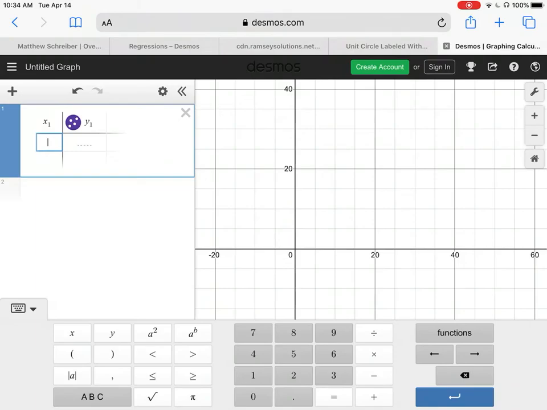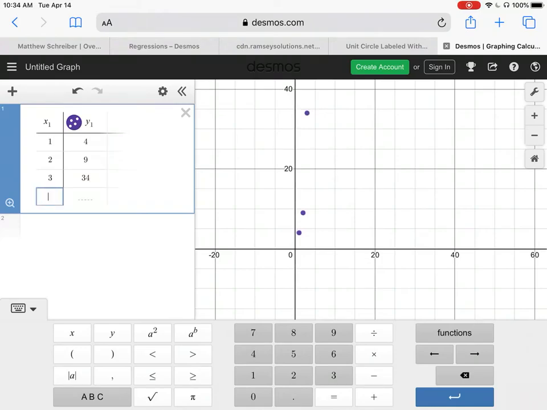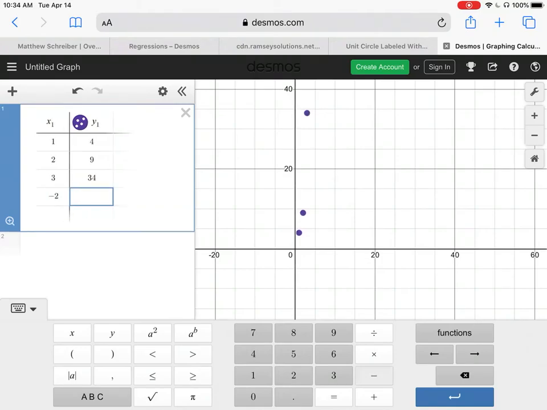So my first point was 1, 4, second point 2, 9, and I'm just plotting all these points from the data set that it gave us. And then the final point is -2, -11. Okay, so now I've got my table, and then we just need to notice what's the name of these. What does Desmos think the first column and the second column is called? It calls it x1, y1, like the first x and the first y.